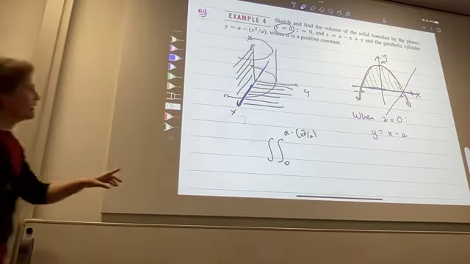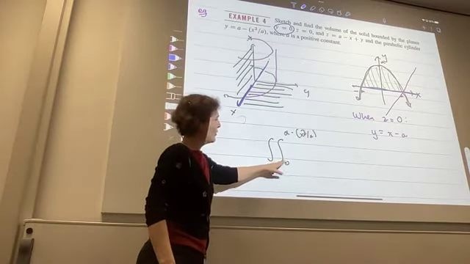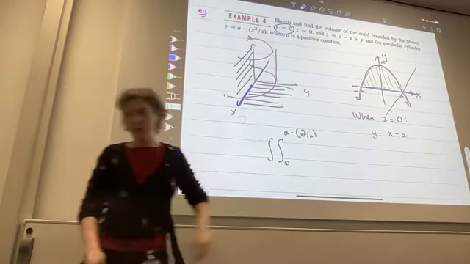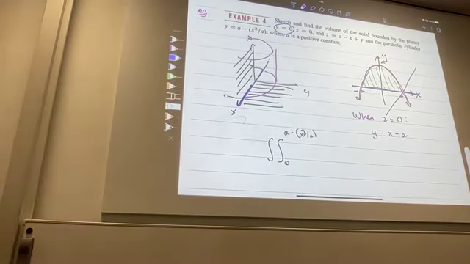So I'm integrating with respect to y first. I'm going from 0 to here, and then I'm going to integrate x from minus a to a. And the thing that I'm integrating is my surface that is topping everything off, so that's going to be a minus x plus y, and it's dy dx.